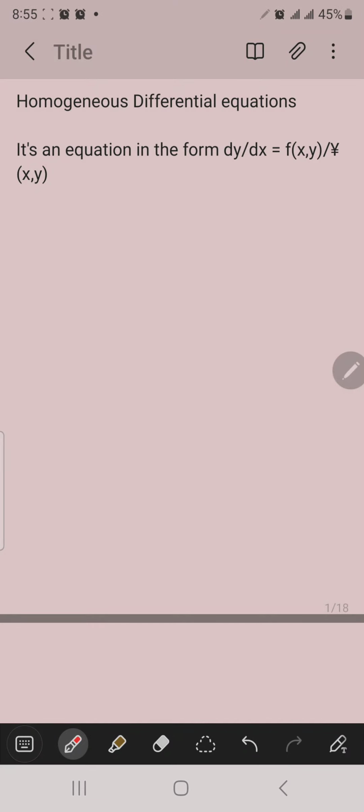Hello everyone, I want to explain homogeneous differential equations. We have different types of differential equations, as already explained: variable separable, homogeneous, integrating factor, and others like that. But I want to talk about the homogeneous one.